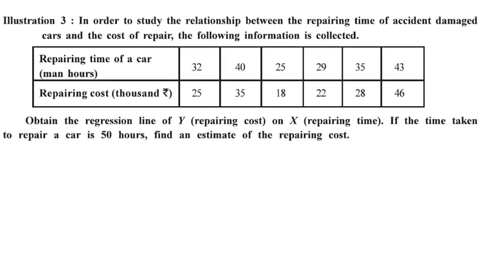Next is illustration 3. We have to study the relationship between the repairing time of accident damaged cars and the cost of repair. So repairing time and the cost of repair, we have to find the regression for this. We have to obtain the regression line of y on x. If the time taken is estimated as 50 hours, then we have to find an estimate of the repairing cost.